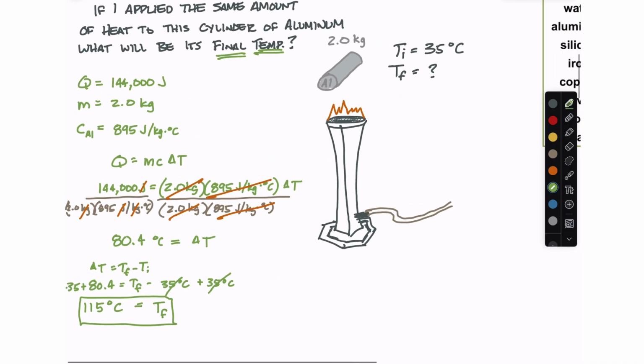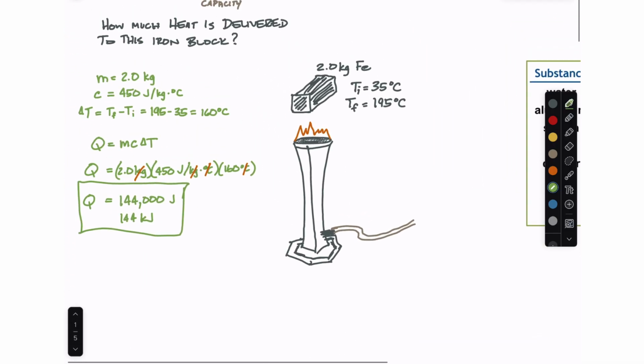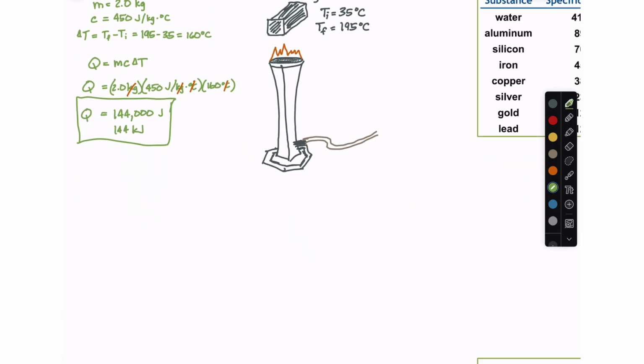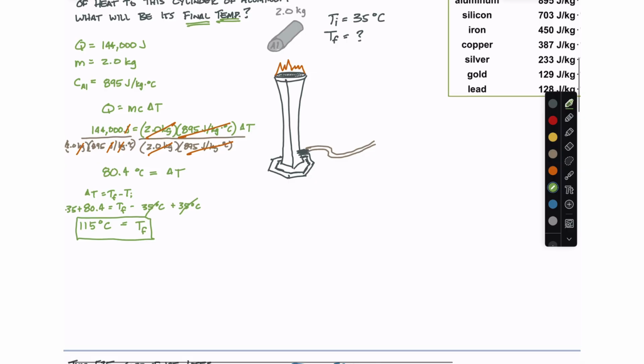Interesting. Just want to point something out real quick. Everything was the same over here, but the iron got up to 195 degrees Celsius. Starting with the same mass and at the same temperature, this one only got up to 115 degrees Celsius. What's going on? Well, as we said before, specific heat capacity tells you how well something absorbs heat. Aluminum absorbs heat better, or with less of a temperature change, than iron did.